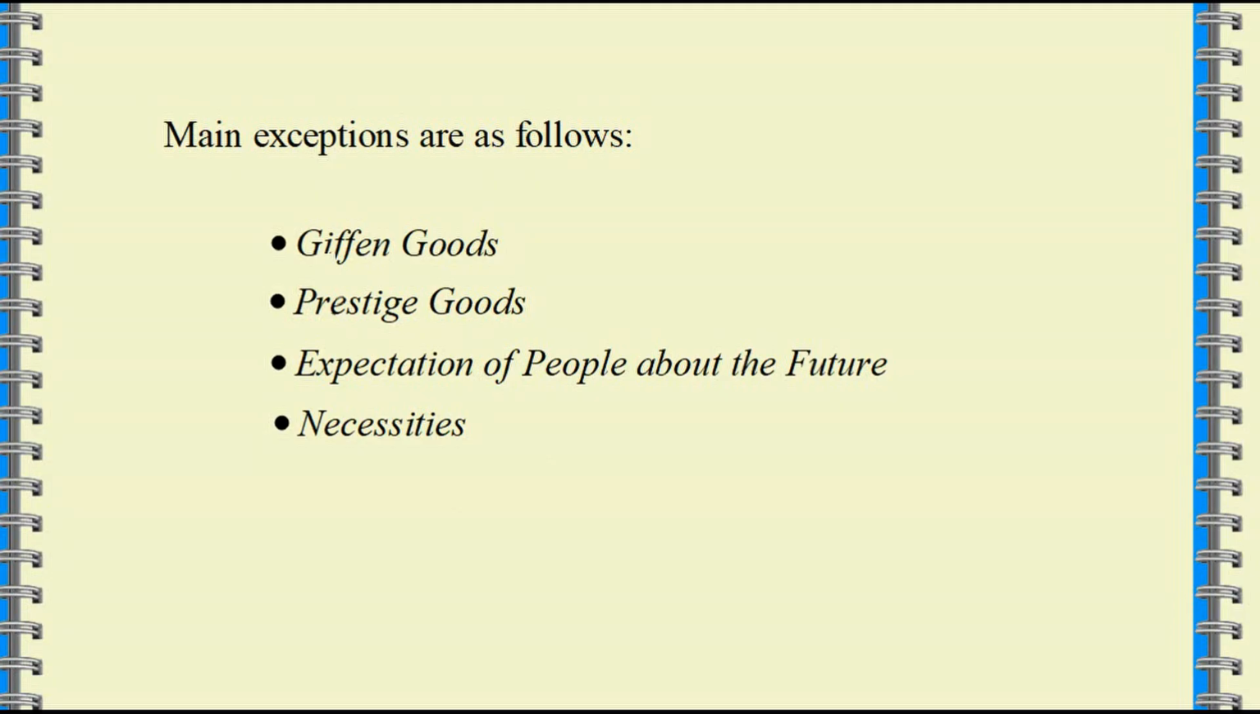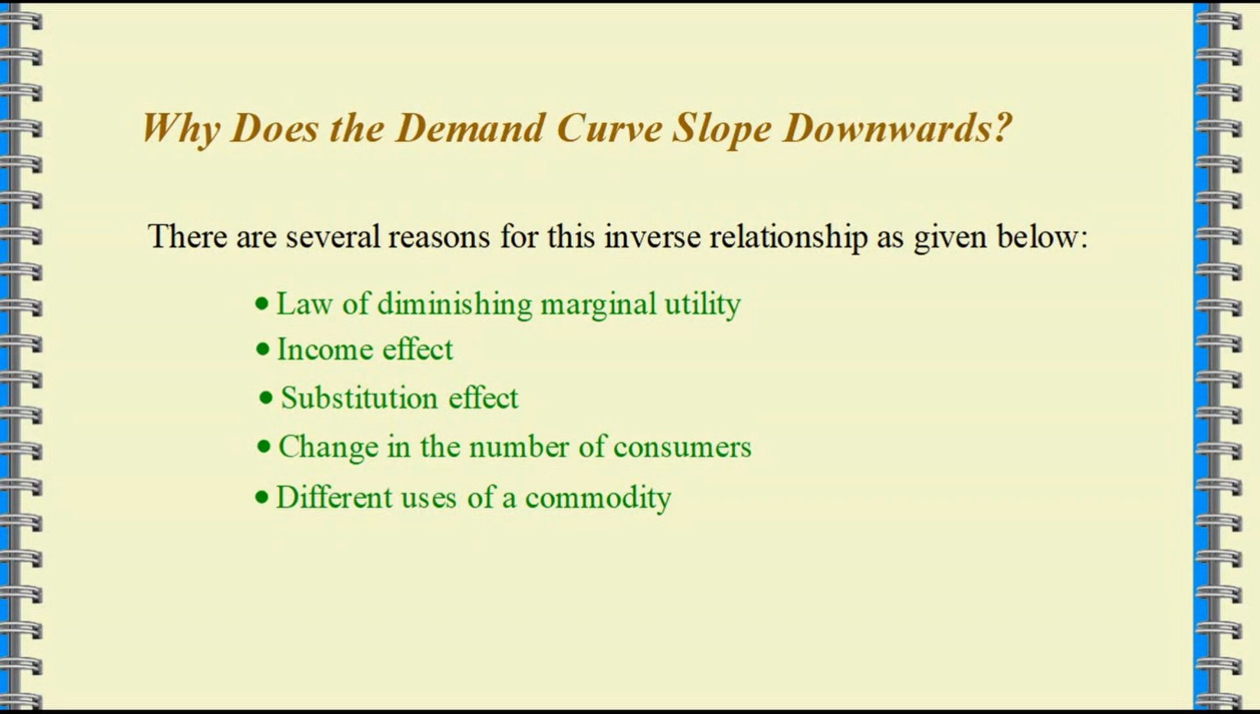Why does the demand curve slope downwards? There are several reasons for the inverse relationship between quantity demanded and price of a commodity. The reasons are the law of diminishing marginal utility, income effect, substitution effect, change in the number of consumers, and different uses of a commodity.